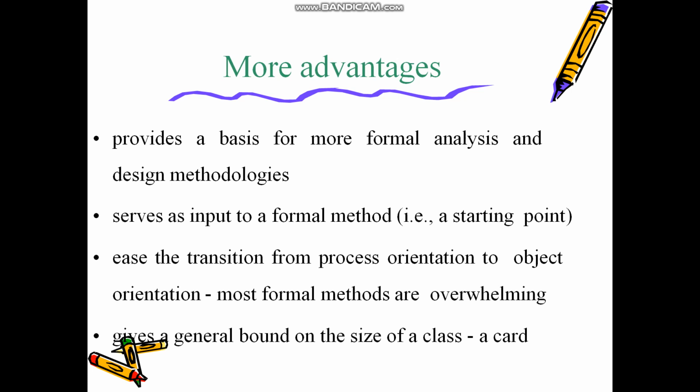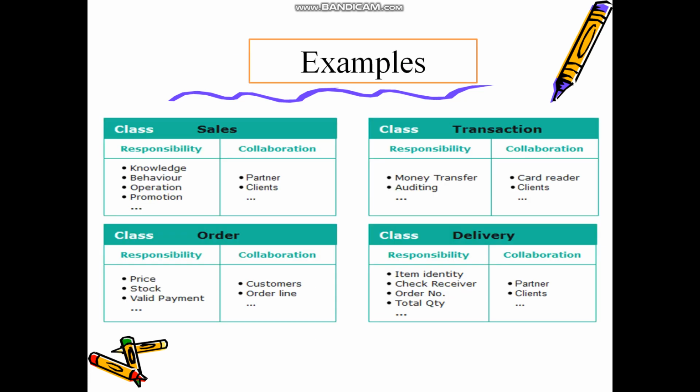It is easy to understand. For example, suppose one class is sales. Consider the responsibilities: knowledge, behavior, operation, and promotion, and the collaborative partner. The second class is transaction. There are some responsibilities: money transfer, auditing, and the collaborators card reader and client. Delivery: item identity, check receiver, order number, total quantity, with the collaborative partner and clients. Order: price, stock, and validity premium are the responsibilities of this particular order, with the collaborators customer and order lines.